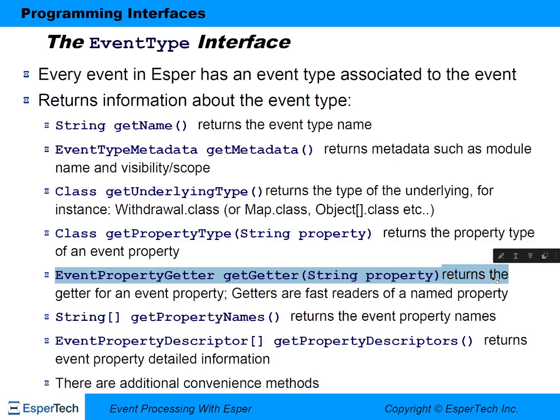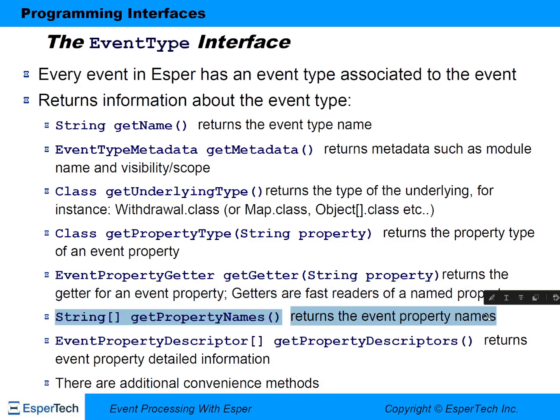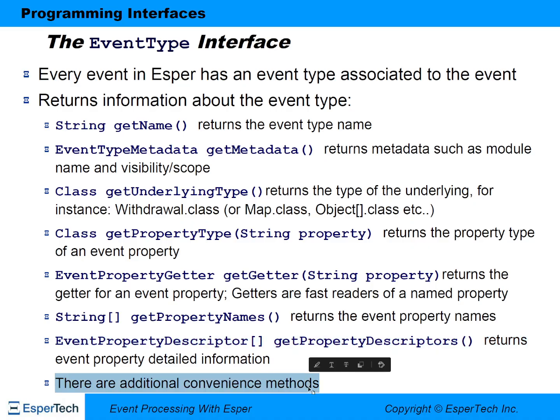The getGetter method takes a property name and returns the getter. Getters are fast readers of a named property. The getPropertyNames method returns the event property names. The getPropertyDescriptors method returns event property detailed information. There are additional convenience methods.